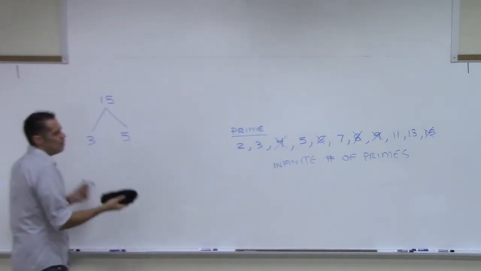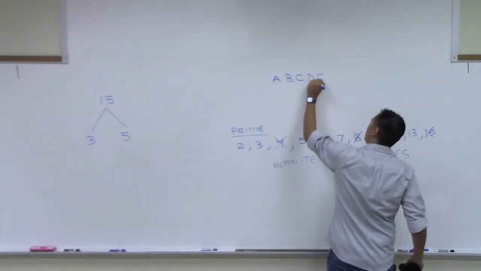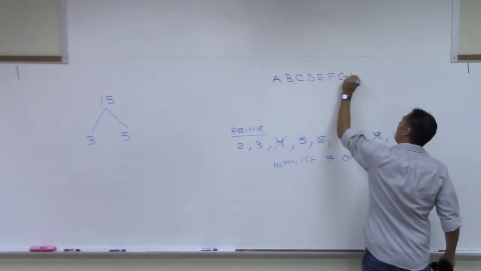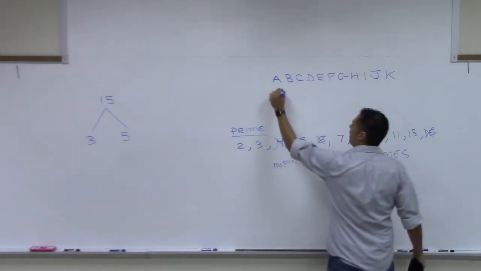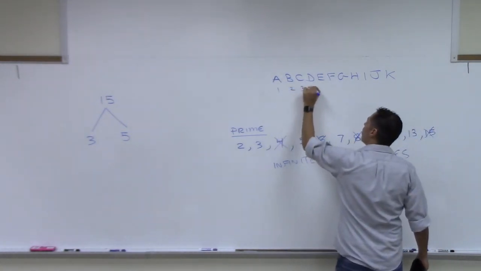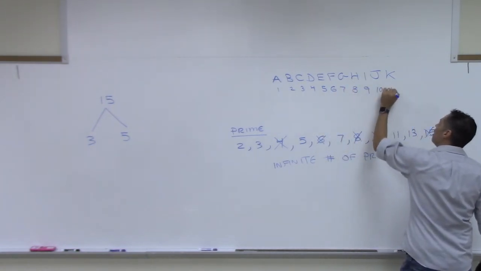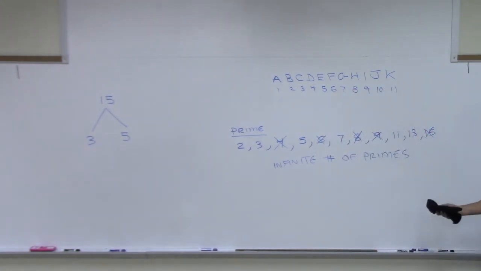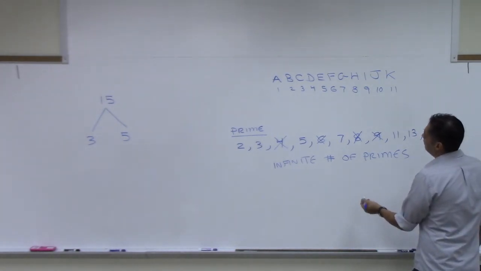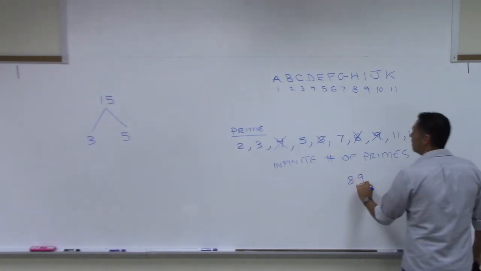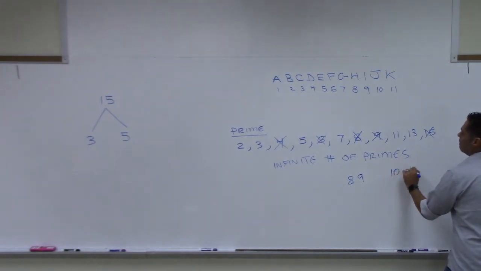There's one very simple way you can send a message. If you take the letters of the alphabet, E, F, G, H, I, J, K, and then you just assign numbers to these, like make that 1, 2, 3, 4, 5, 6, 7, 8, 9, 10, 11, something like that. Then I could write a message like, how about this? 8, 9, 10, 5.